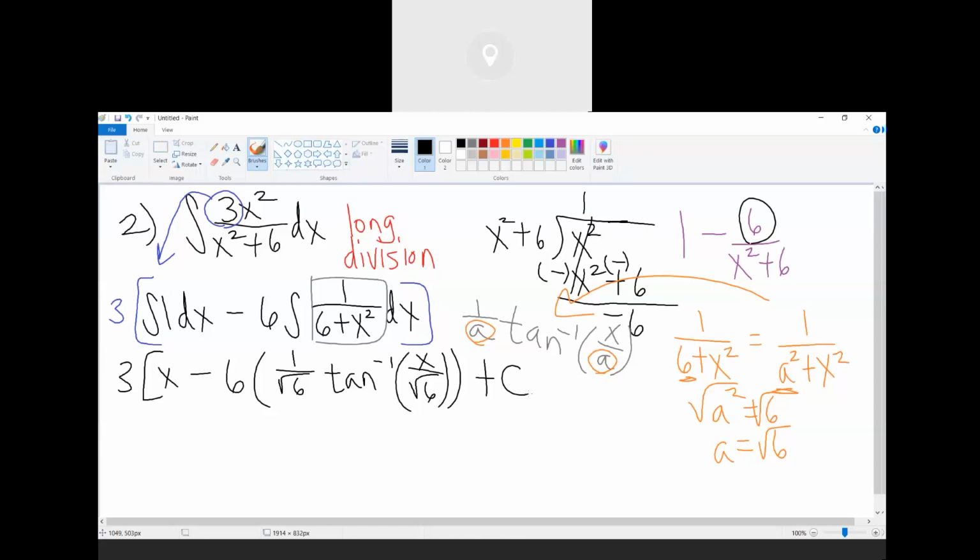Now, of course, we need to simplify this just a bit. Let's distribute that 3 first of all. So when we distribute the 3, we get 3x minus 18 times 1 over square root of 6 inverse tangent of x over square root of 6 plus c.